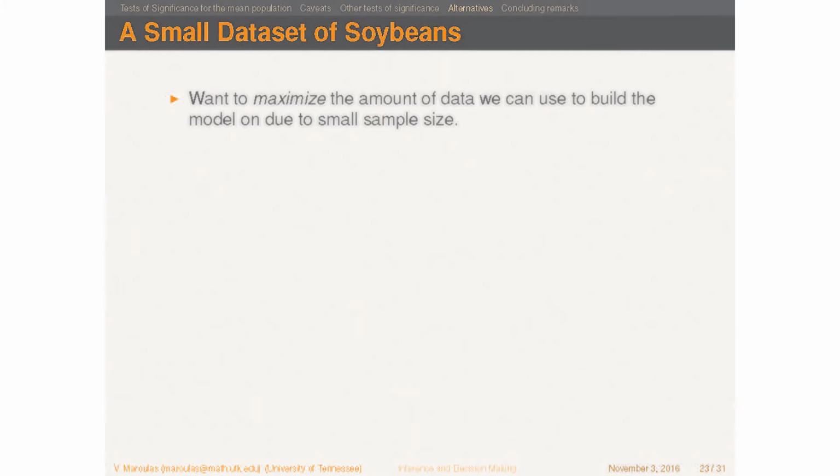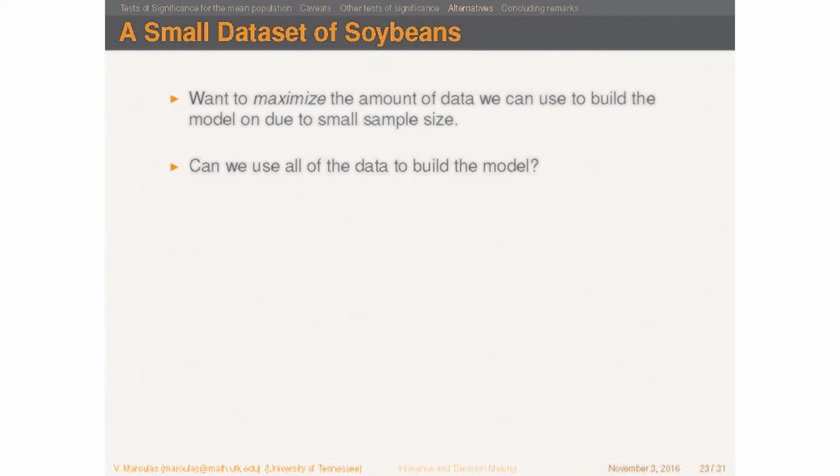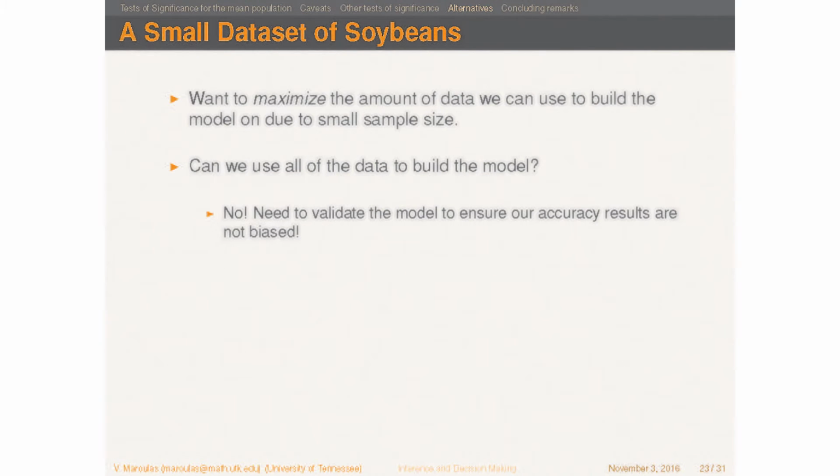All right. So we have this very small, tiny data set, and I would like to maximize the amount of data we can use to build the model, due to the small sample size. Because I have only 3 per class, I would like to maximize my information as much as possible. So one question is, can we use all of these data, since they are just 12, to build the model? The answer is no, because you would like to validate the model to ensure our accuracy results are not biased.